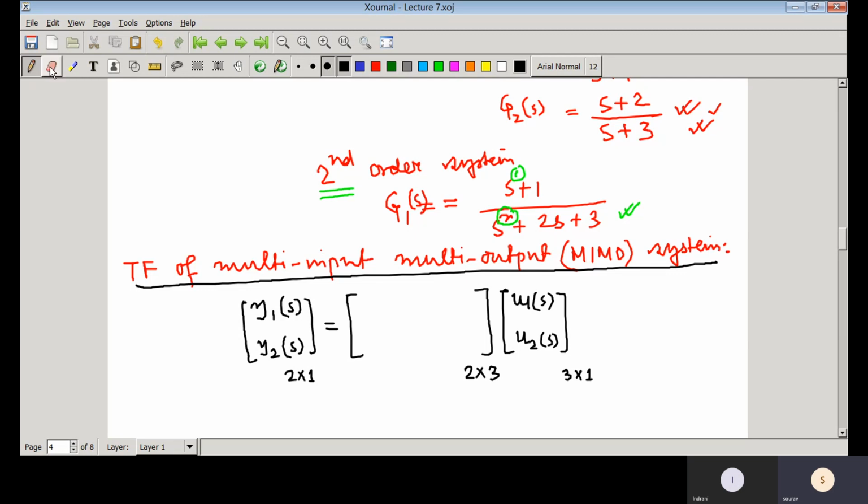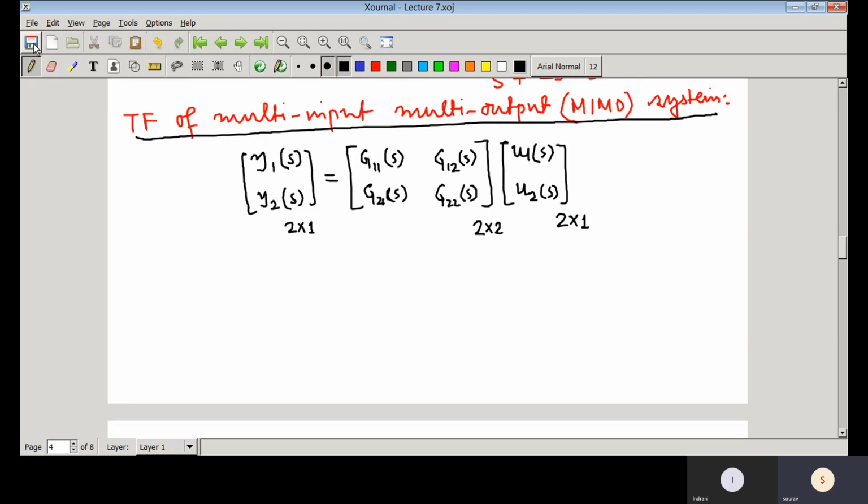But in this particular example, just for better understanding, I am taking the simple case of two inputs and two outputs. If you have two inputs and two outputs, the transfer function matrix dimension is 2×2. And here you can see that this is a 2×2 transfer function matrix, and all the elements G11, G12, G21 and G22 are transfer functions.